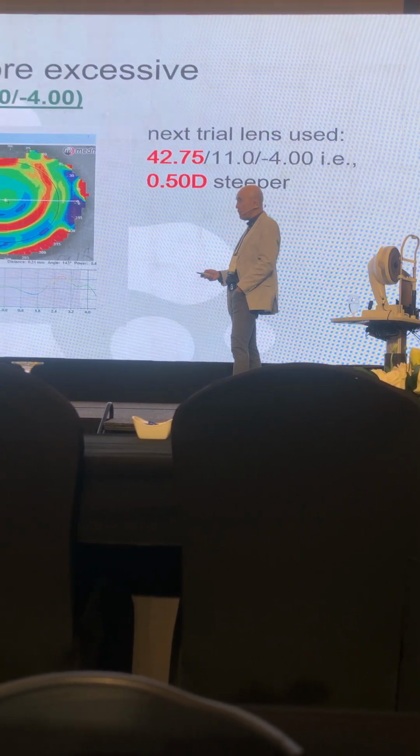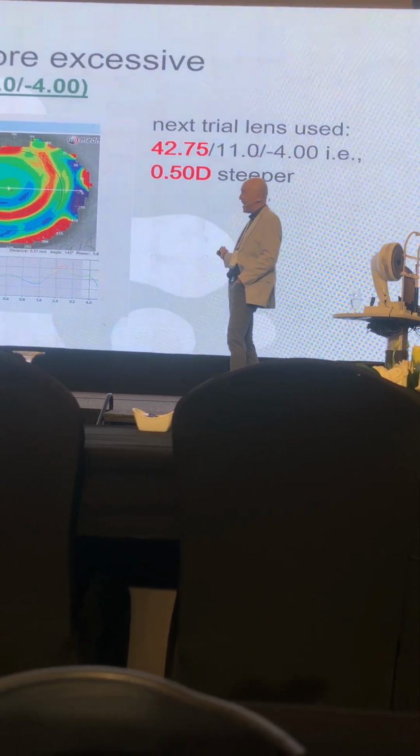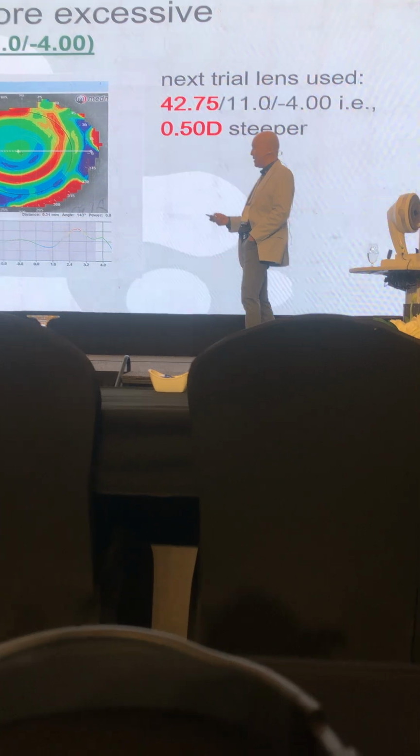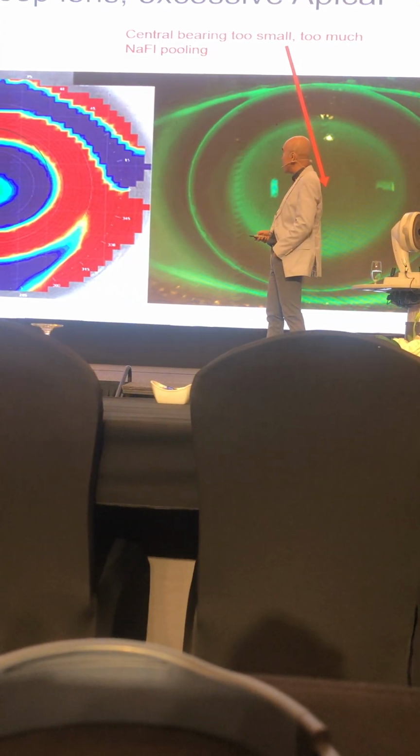Or if you are confident enough, you can straight away use your own parameters. Okay, for beginners, you have to do the overnight trial. Now this is another one, a stuck lens.